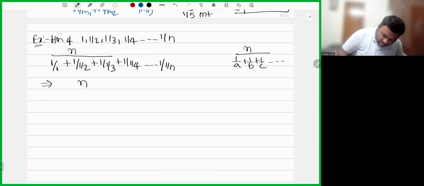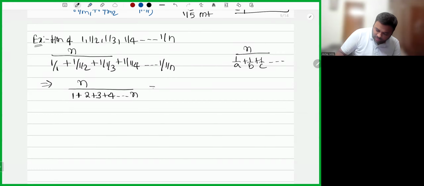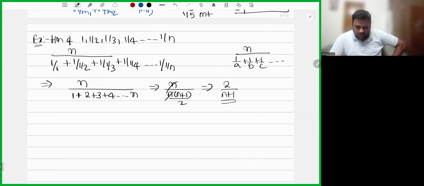So n divided by 1. What is 1 divided by 1 by 2? It will become 2. 2 comes to numerator. 3 comes to numerator. 4 comes to numerator. So on till n. n divided by 1 plus 2 plus 3 plus 4, so on till n. Sum of first n natural numbers: n into n plus 1 by 2. And then cancel. 2 comes to the numerator. 2 divided by n plus 1.